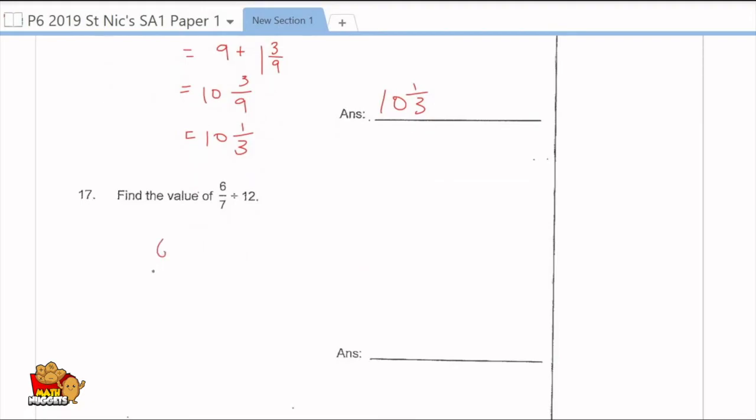Division of fractions, 6 out of 7 divided by 12 out of 1. Remember to do KCF, which is keep, change, and flip, meaning I will keep the first fraction, I will change divide to times, and I'll flip the second fraction top down, which will give me 1 out of 12. And just simply do your cross cancellation, divide by 6 and divide by 6. And this will give me 1 out of 14.